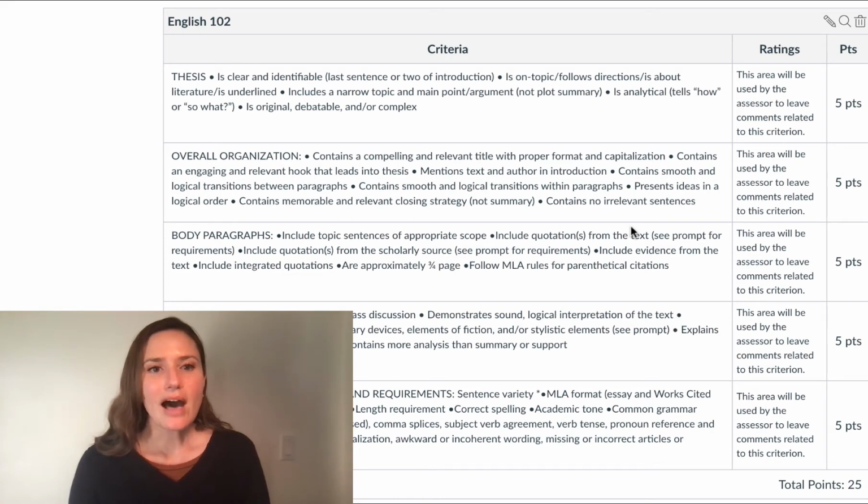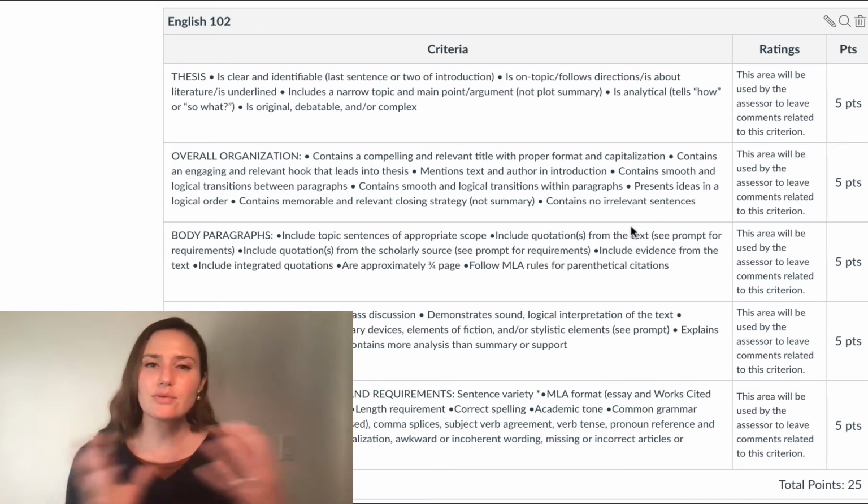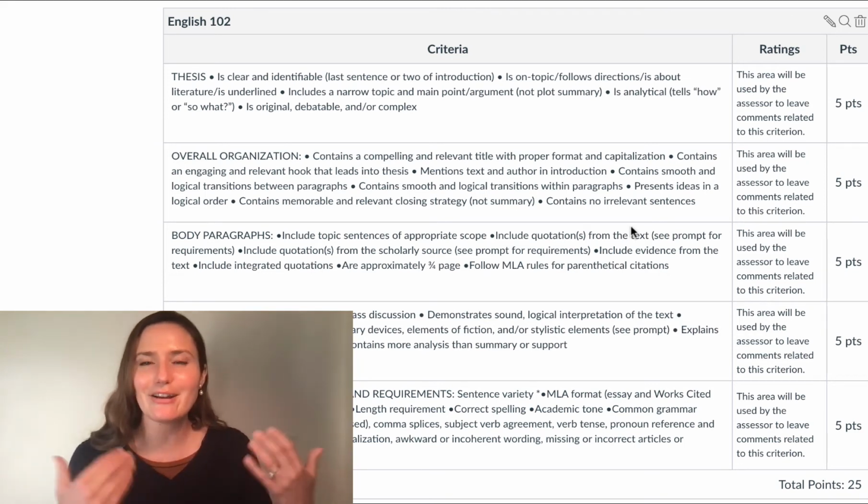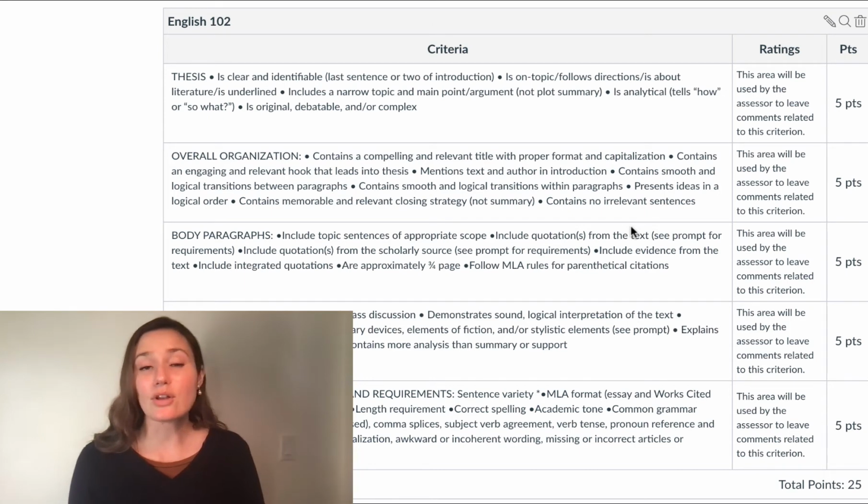I'd like to see that you have an engaging and relevant hook that leads into the thesis. In high school level essays, it's okay for your hook to summarize the story. That's really not acceptable for a college level essay because, like I said, I know that you know how to read, I know you know how to summarize. Instead, you can use one of the strategies on the outline template.